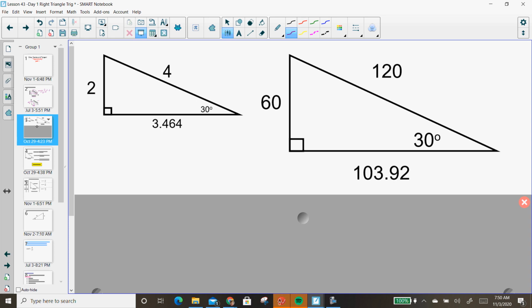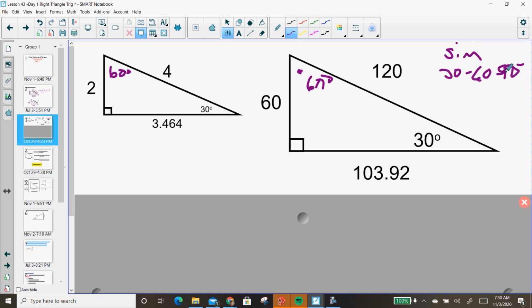Now, as far as what these ratios are, I've got two triangles with 90-degree angles marked, with 30-degree angles labeled. So how big is the other angle? Somebody unmute and just say it. How big? How much? It's going to be 60 degrees. So these are similar triangles, right? They're both 30, 60, 90 triangles.